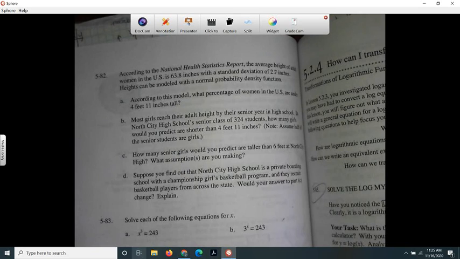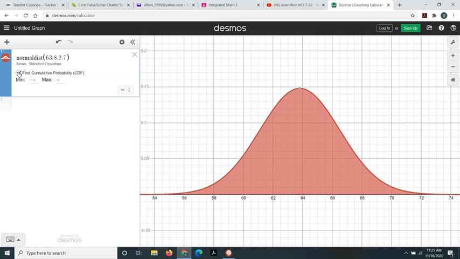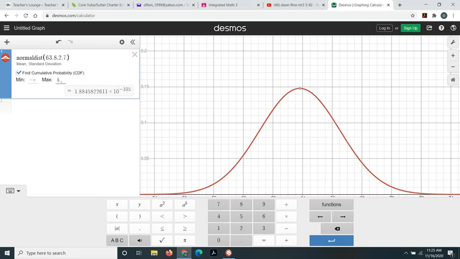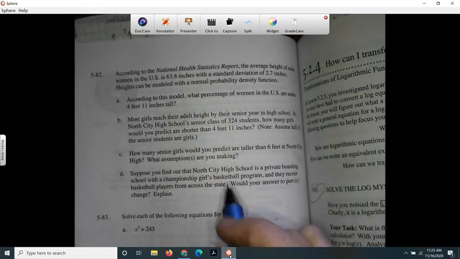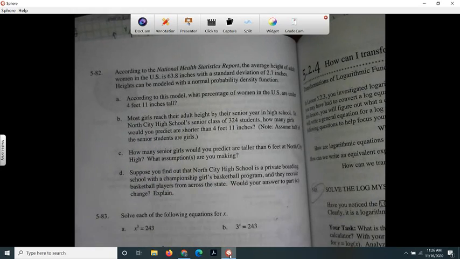So let's go to our model. So how many women are under? So I think I want to go over here. And what was it? It was 59 inches. And that gives me about 3.77%. So I'm writing that on my paper. Let's go back to our question. It said, what percentage of women are under 59 inches? And we said 3.77, so I wrote that down.